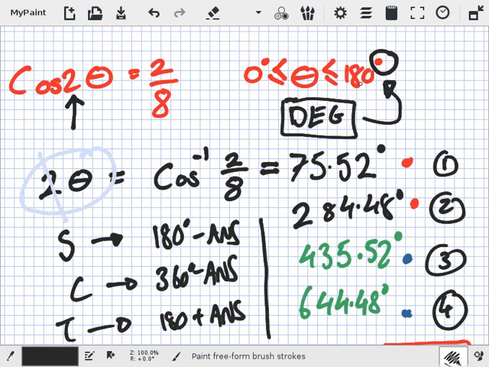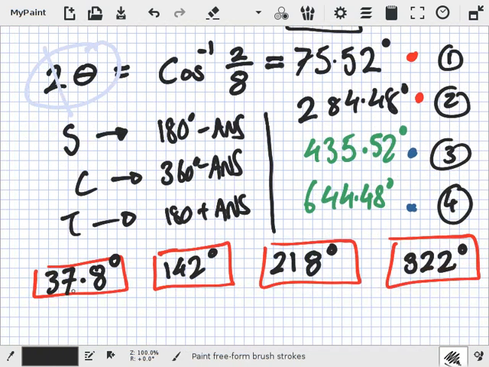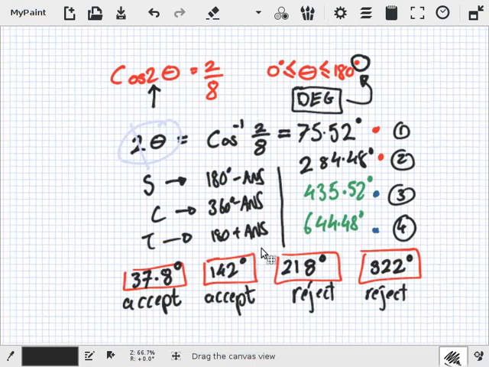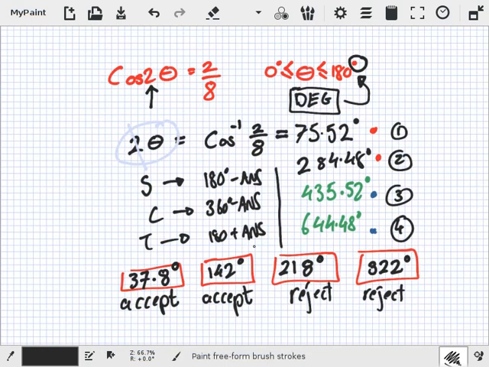and 180. So we accept, reject, reject. And that's how we do this one. Okay, so it's not too bad, but it's only 3 marks, so it's medium difficulty. Not the best and it's not the worst.